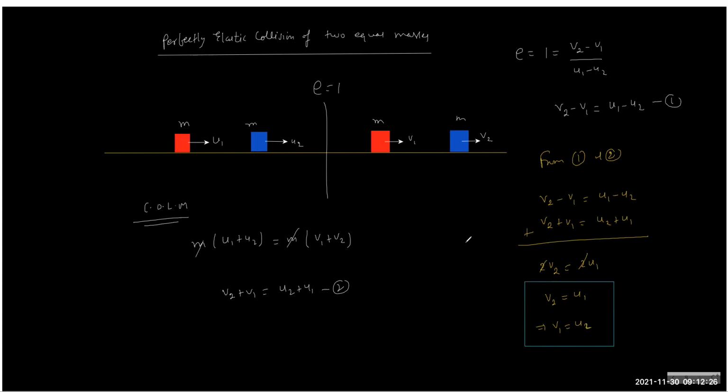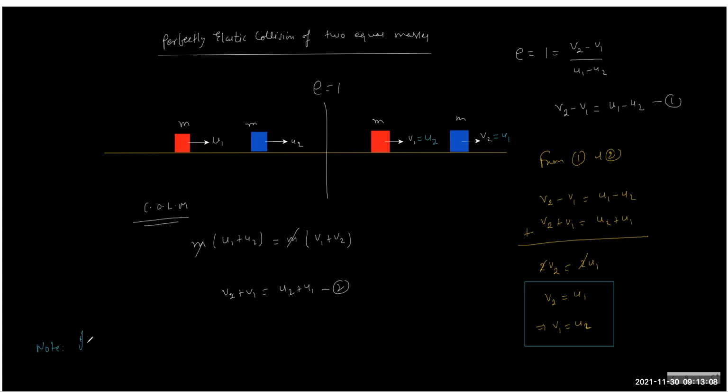So when they hit, V1 itself is U2 and V2 is U1, which means they simply exchange the velocity. So in a perfectly elastic collision of equal masses, the velocities of the colliding bodies get exchanged. The first acquires the velocity of the second and the second acquires the velocity of the first. And that is a very interesting result. So you can mention it as a note here.